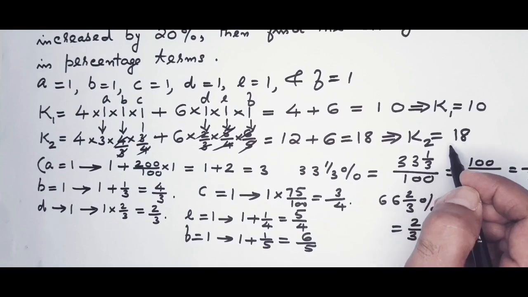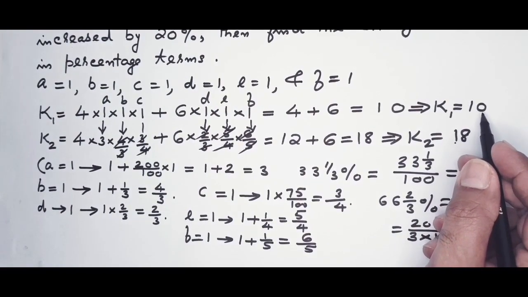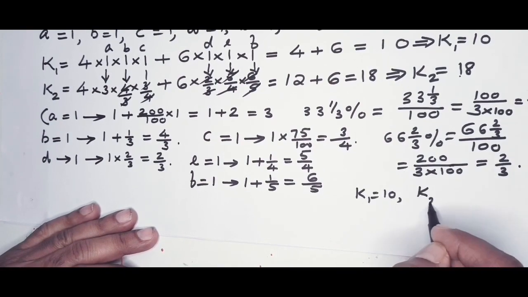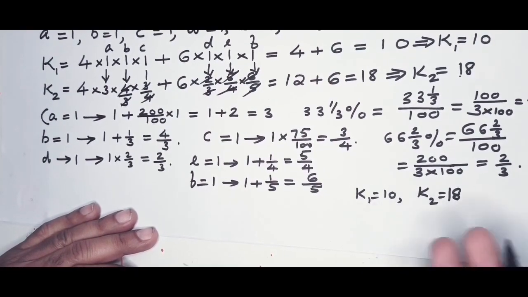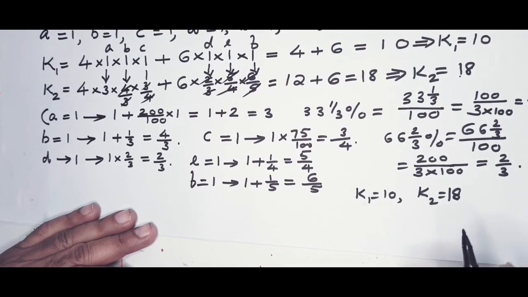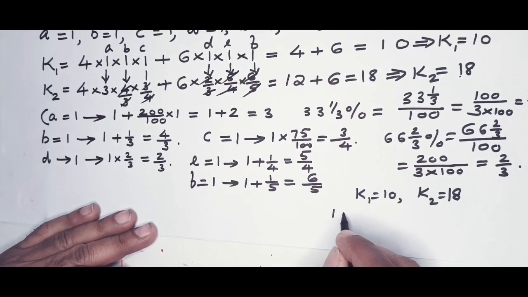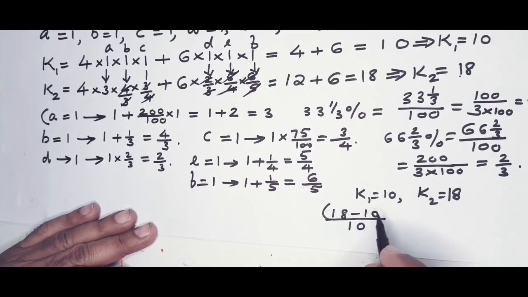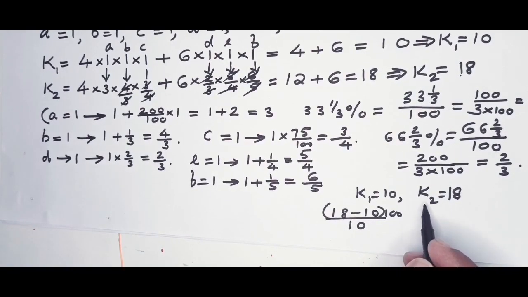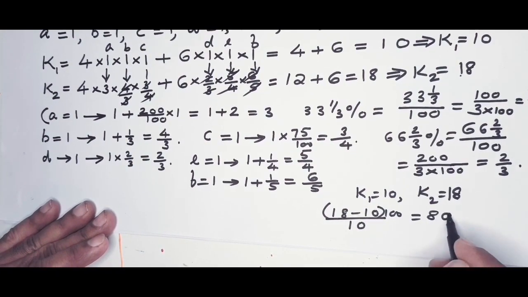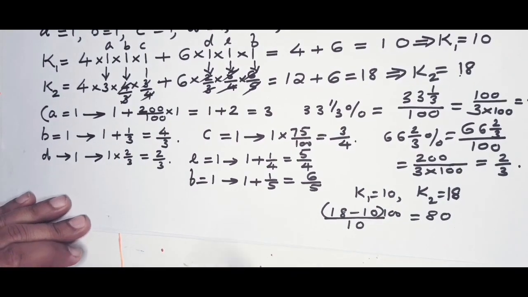Now the question is, this 18 is what percentage more than 10? How do you find out that? Now look at this. K1 is 10, K2 is 18. So the percentage increase you can make out just by looking at these two figures. That's just 80%. How do you calculate that percentage? This is the way to calculate. You take the absolute difference divided by the original figure. The increase is happening from 10. This is how you calculate K2 as what percentage more than K1. On simplification, you will get 80. So the final answer is 80%.